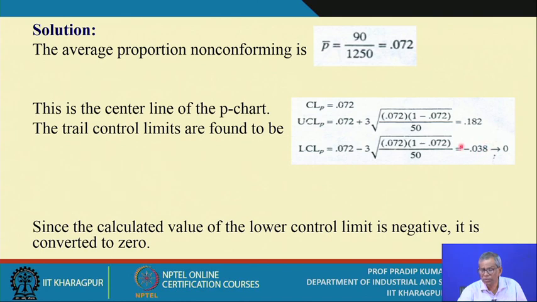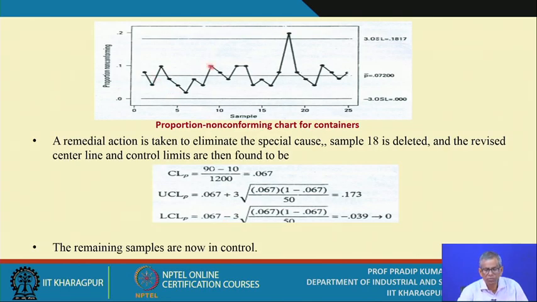The lower control limit is actually found as negative, and that's why it is converted to 0. And we are assuming that the control limits are at plus minus 3 sigma limits. As we have been saying all the time, unless otherwise specified, the control limits are assumed to be at plus minus 3 sigma limits from the central line. So this is the way you calculate, and then you plot this data. So this point is found as non-conforming.